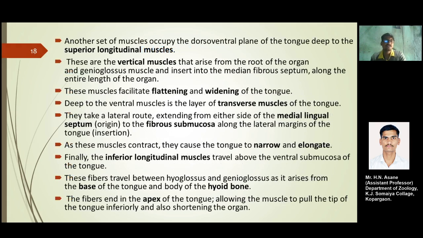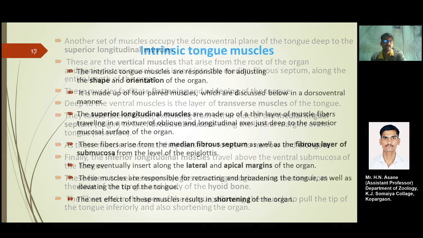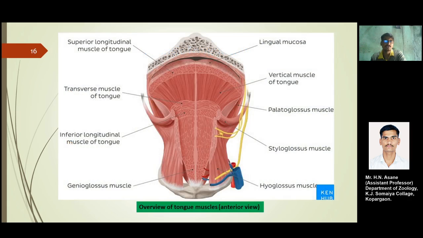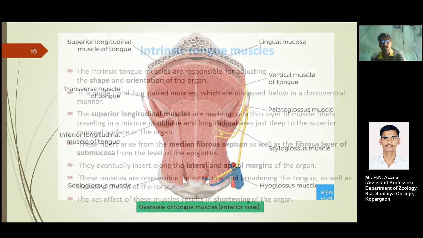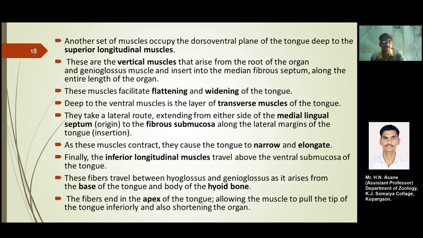So another set of muscles occupies the dorsal plane of the tongue, deep to the superior longitudinal muscle. Okay, so that is the next view. These are the vertical muscles, and they arise from the root of the organ.